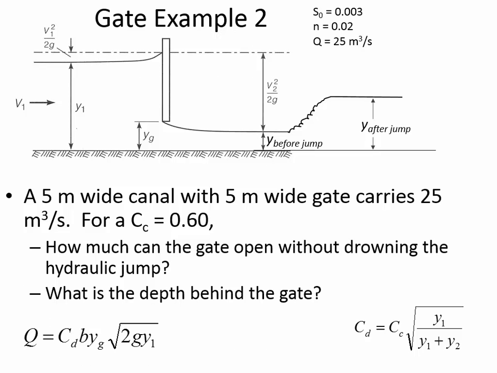So here's the example that illustrates that process that we just went through. We're going to try and calculate for a 5-meter wide canal, and the gate is the entire width of the channel. We have a given coefficient of contraction. Then how much should the gate be open to prevent drowning? Like, what's the maximum you can open up that gate and not have drowning? And then we're also going to try and calculate the depth of the water behind the gate.